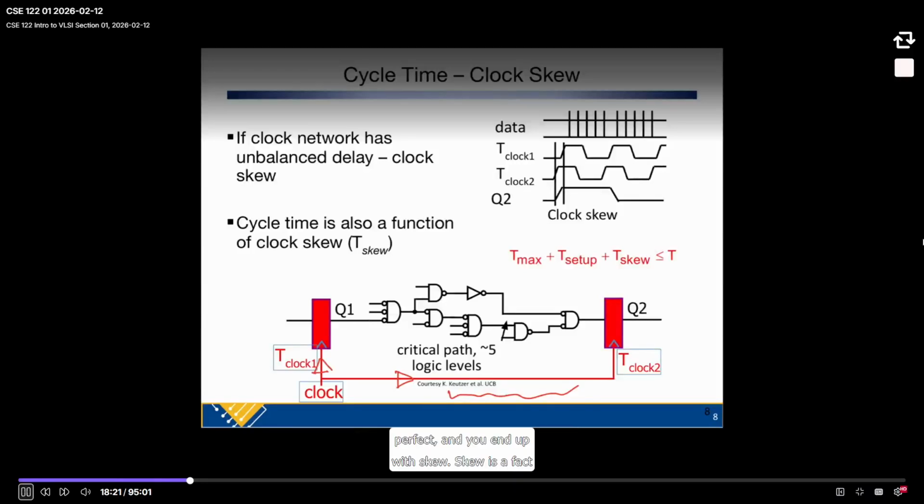But none of them are perfect, and you end up with skew. Skew is a fact of life. And that skew can be due to a number of things. It can be due to, as I mentioned here, different buffer sizes, different wire lengths. It can also be due to variation. If the voltage on this side of the chip is a little bit less, it's going to be slower. If the temperature changes, the skew can change.